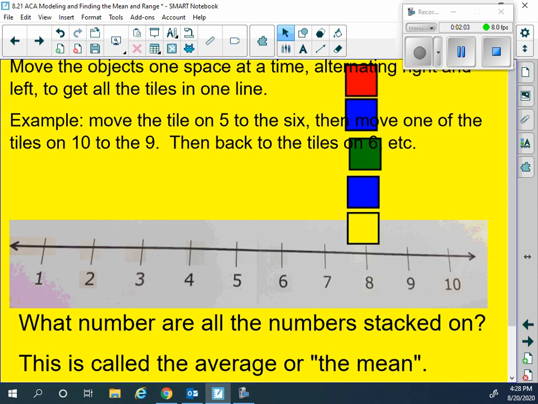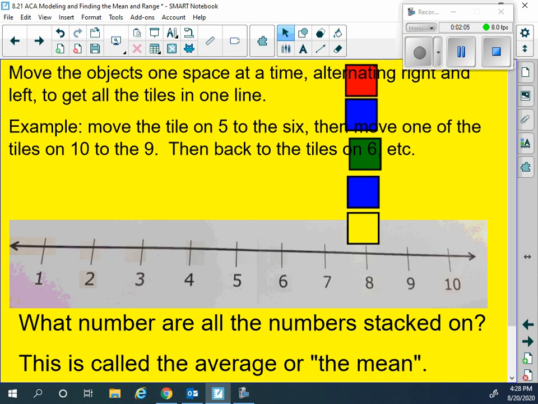Okay? Now the directions said until they all get on one line. So now, what number are all the numbers stacked up on? They're on the 8, correct? This is called the average or the mean. They're on the 8. Okay?